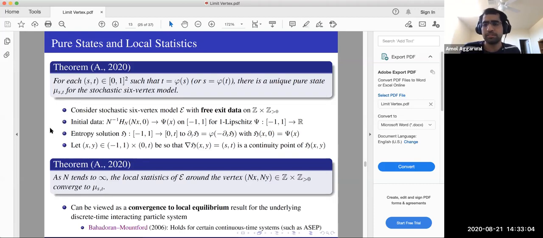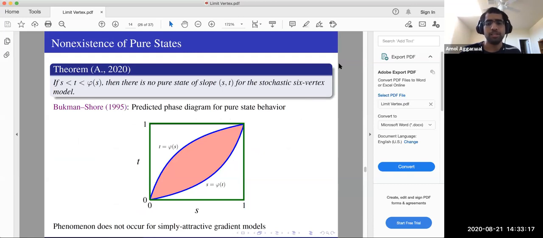Okay. So, any questions about these local statistics results? No. Okay. So I'll give you one more theorem here. What I've drawn here is the space of all possible slopes. All the slopes are on the square [0,1] × [0,1]. And what I've drawn in blue here are these curves t = 5s or s = 5t. Now, remember that in the simply attractive models, whatever those mean, I'm not going to define them, the theorem there is that if I pick any point in the square, then you have a unique pure state.